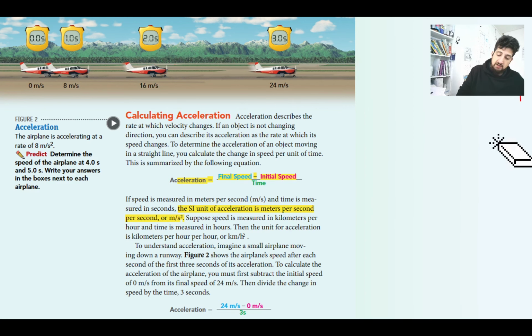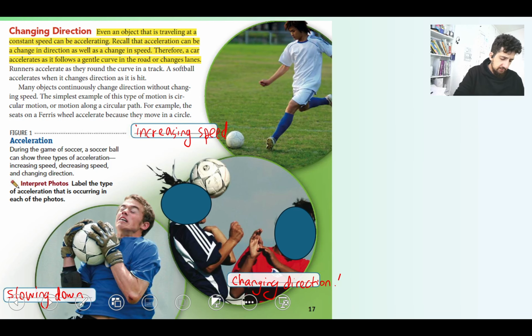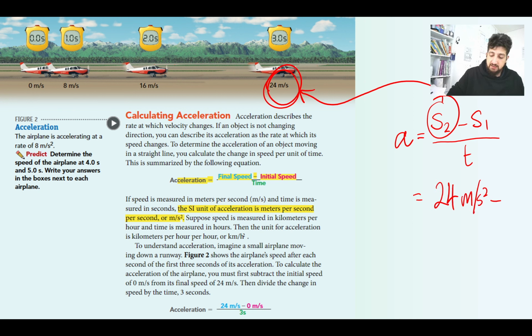We have acceleration that we need to calculate. So acceleration is going to equal change in speed. So it's final speed, S2 minus S1, all over the time it took. Okay, that's how we calculate acceleration. And what do we have here? What's the final speed? What's S2? Well, it's right here. 24 meters per second squared. Minus S1. What's S1? S1 is the initial speed, which is 0.